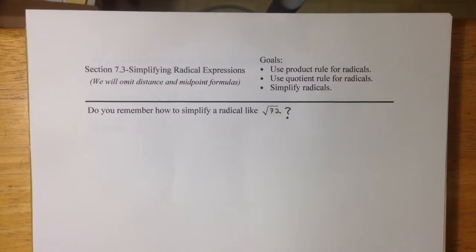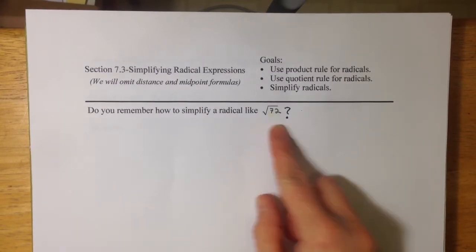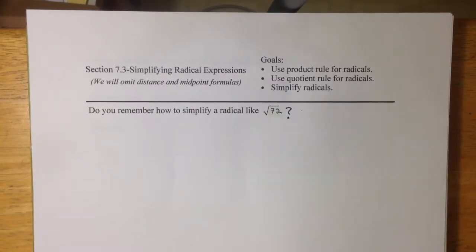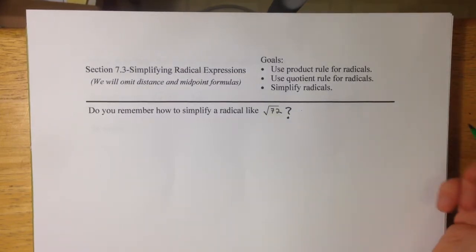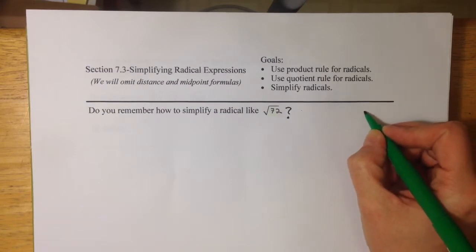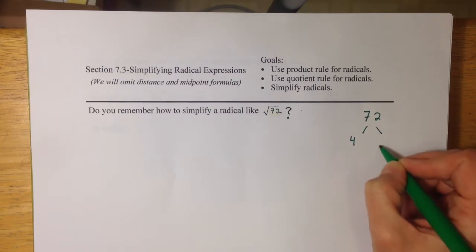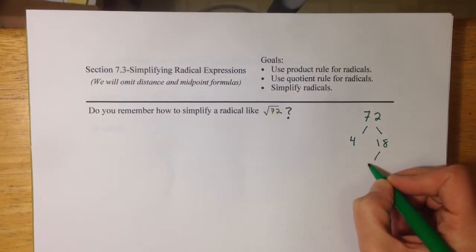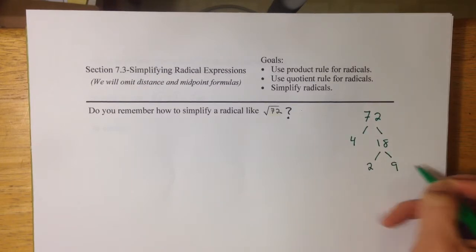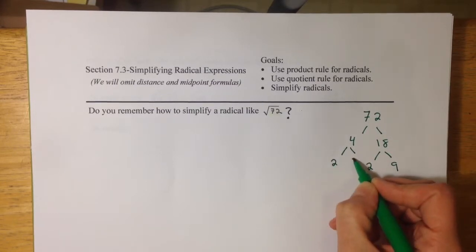Before we jump into these rules, I want to see if I can jog your memory about simplifying radicals. For instance, something like the square root of 72. Do you maybe remember factoring 72 to see if there were any perfect squares in it? For instance, 72 factors into 4 times 18. And then that 18 factors further into 2 and 9. We could even continue factoring that 4 to be 2 times 2.